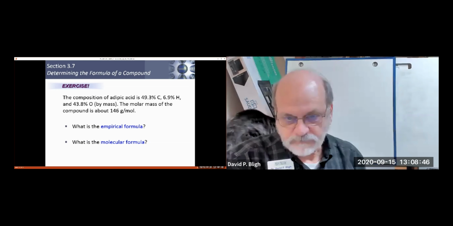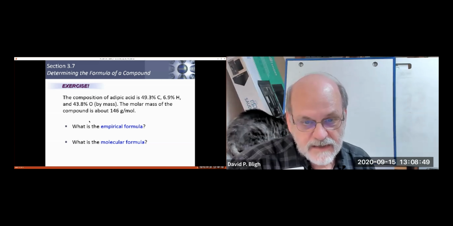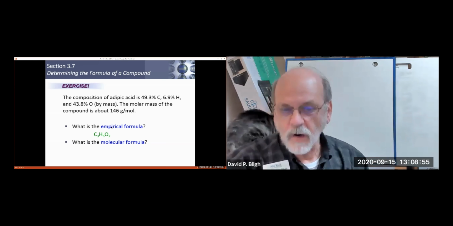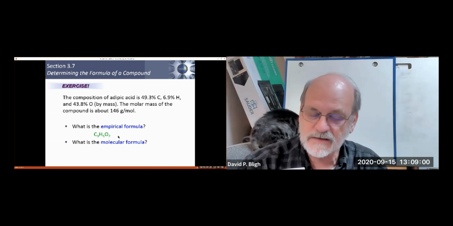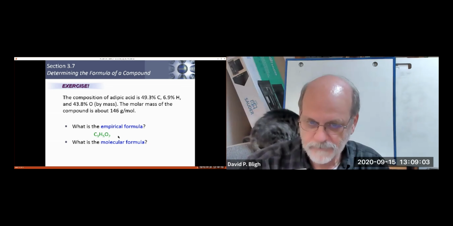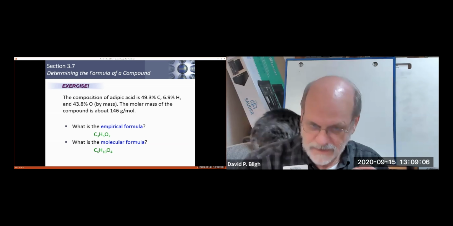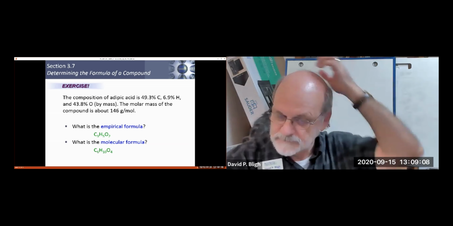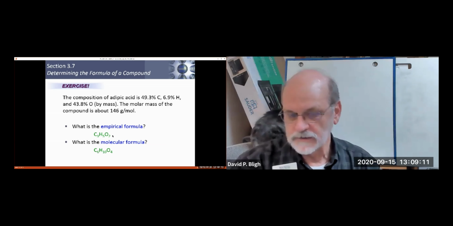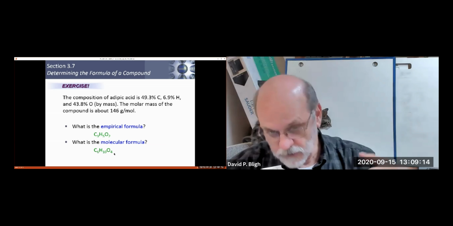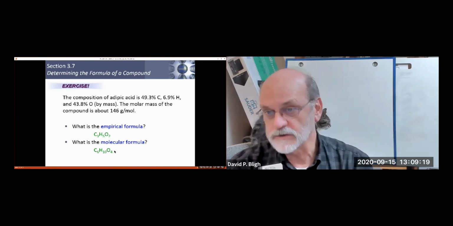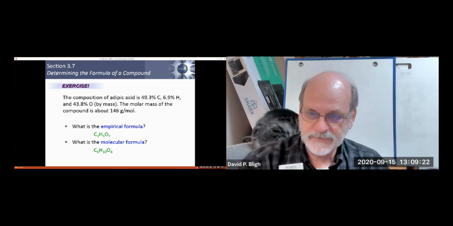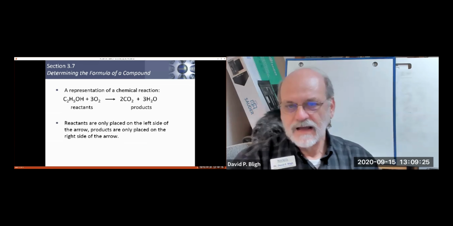Okay, so let's see. Oh, I forgot to write down. If you multiply 2 times each one of these, you should get C6H10O4. That's the molecular formula, because we found out what the multiplier was. Or if we were going the other direction from molecular formula to empirical, we found out what the divisor is, which in this case is 2. Okay.